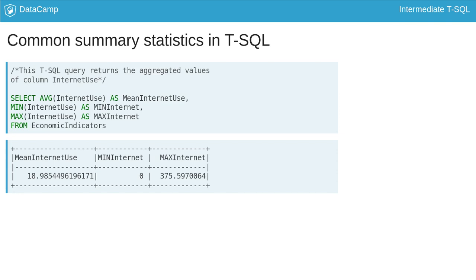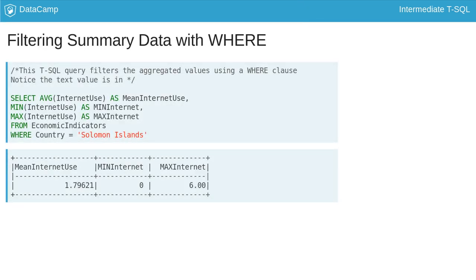As you saw in the previous example, these functions by default calculate summary statistics for the entire column. What if you want to calculate these statistics for a specific group? Say, only for the Solomon Islands. You can do this by adding the where clause, as shown here.